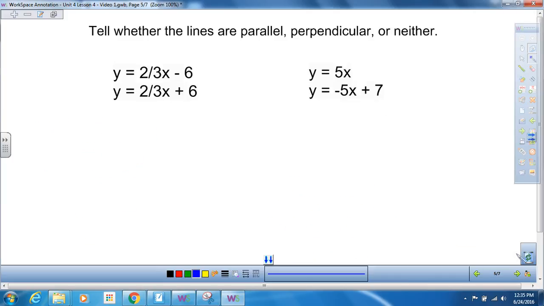Okay, so now I just want to tell whether they're parallel, perpendicular, or neither. So what I'm looking at is the slope. So 2/3 and 2/3. Those are the same. So these lines are parallel. 5 and negative 5. Those aren't the same. They are opposite, but they're not reciprocal because one would have to be 1/5. So 5 and negative 5 are opposites, but they're not reciprocals. They're not the same. So this one is neither.